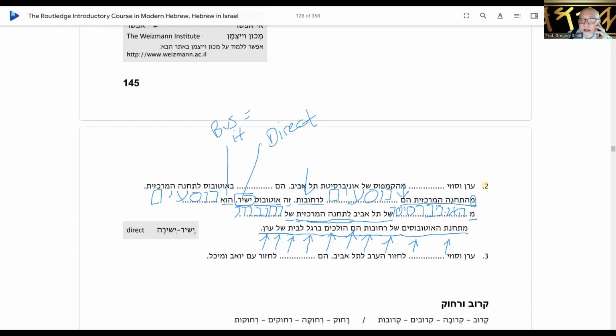Okay, so we should have no seam here. We should have Universita here, and we should have no seam here. So let's see what our answer key says. Okay, so let's see. Where were we? Yeah, right here. Okay. Metakana, Hem nosim.